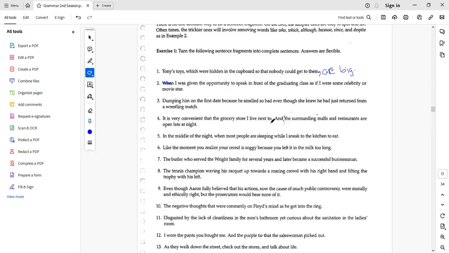Waiting for your answer, Myrna. This is not a complete thought. Yeah, there is no subject and no verb even. Here, dumping is not a verb. It's a gerund. So now I want you to make a subject and verb. How are you going to change it? How are you going to make it right?